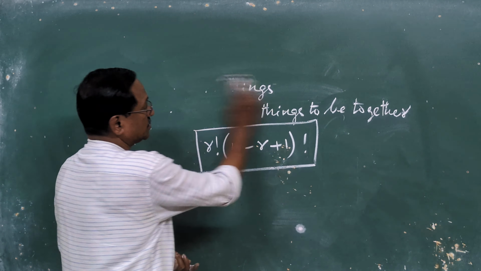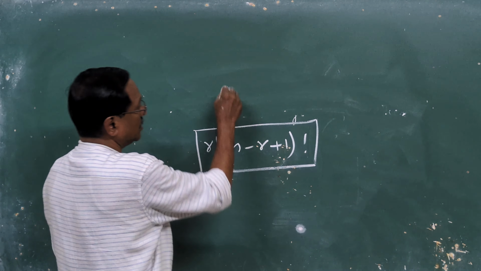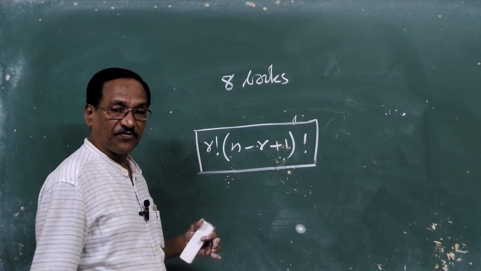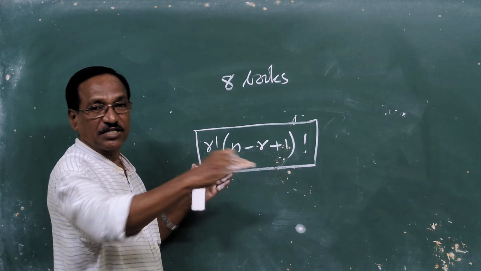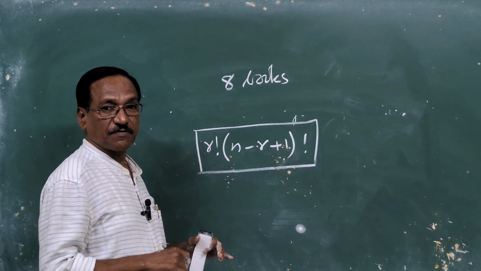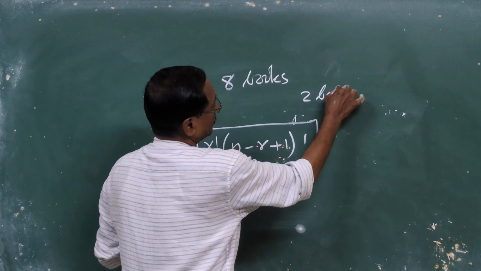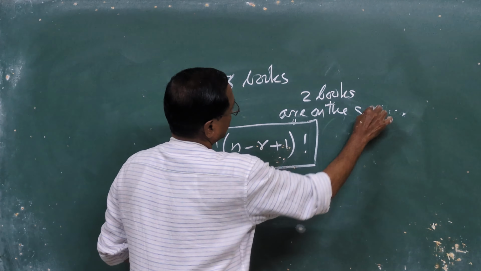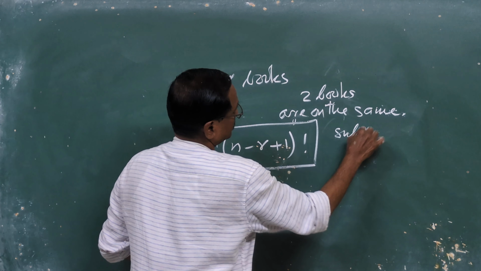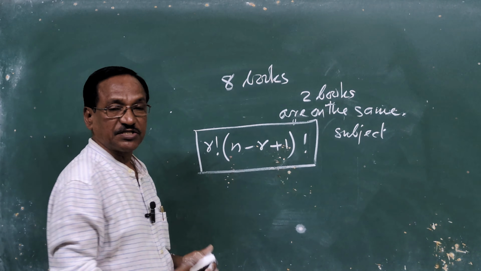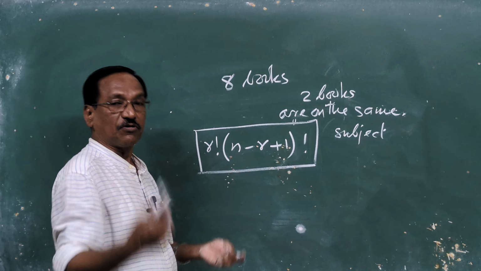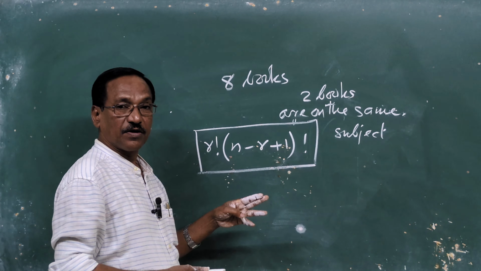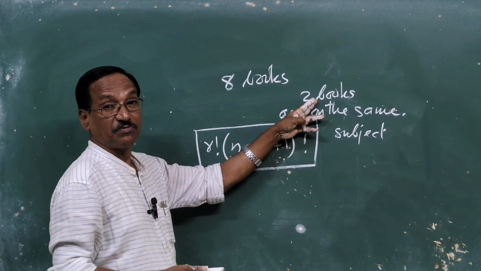For example, suppose we have to arrange 8 books on a shelf. Among those 8 books, 2 particular books are on the same subject. Then the question is, in how many different ways can these 8 books be arranged on the shelf, keeping these 2 particular books on the same subject always together?